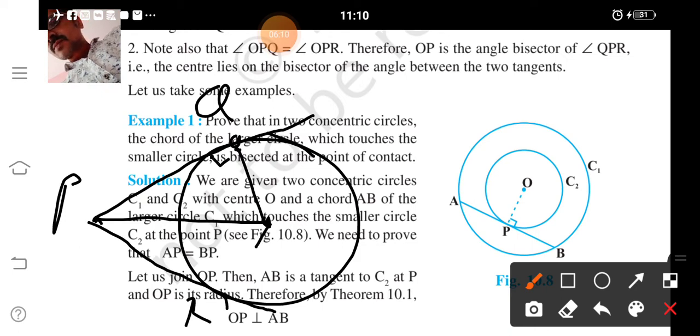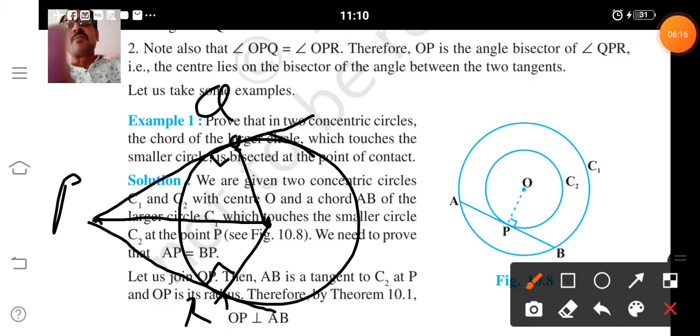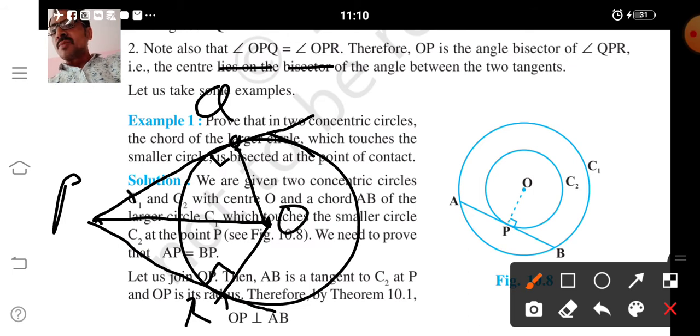Perpendicular. Now let us understand this remark. Important, no? It will help you to solve sums. Note also that angle OPQ equals angle OPR. Angle OPQ, that means this angle, equals this angle. These both angles are equal.